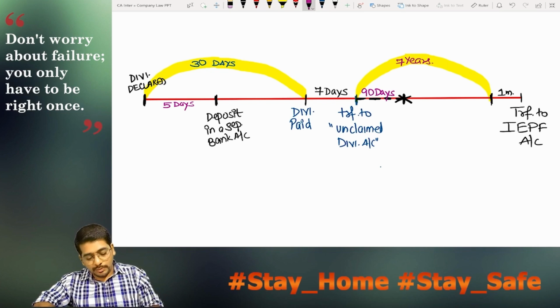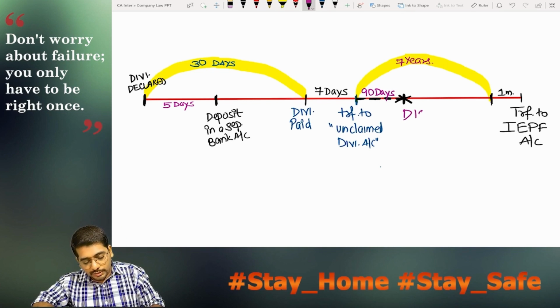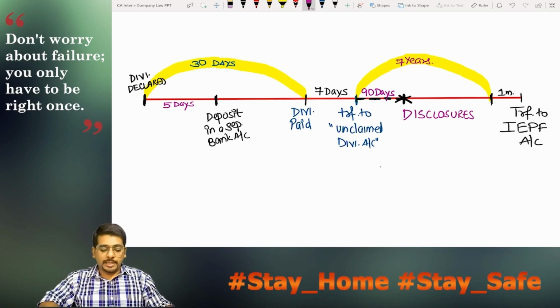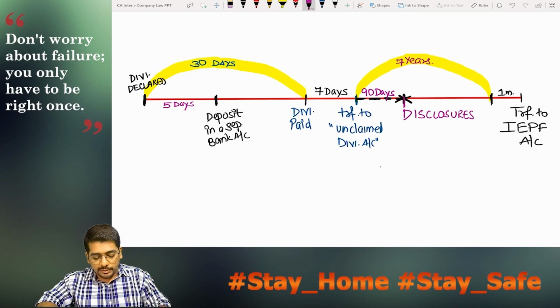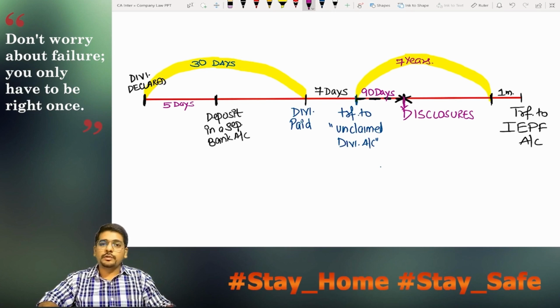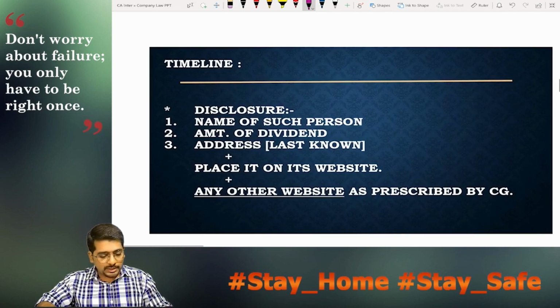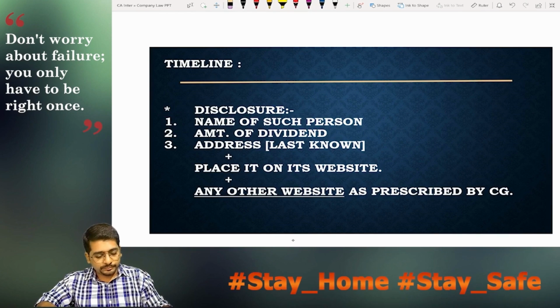Within 90 days, you will be required to do certain disclosures. What are the disclosures that you will be required to do? Pay attention. Here we have given the disclosures you will be required to do. So the list of disclosures I have brought down over here.